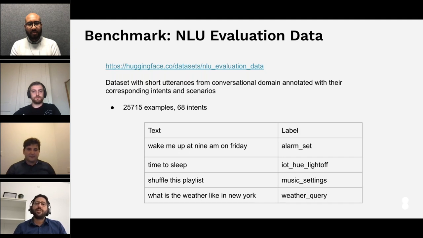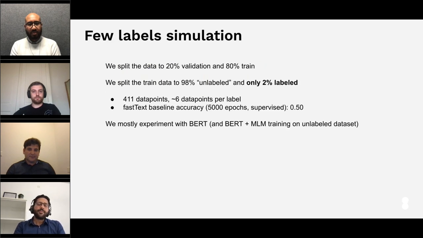Also, you have quite a lot of intents. And you can see examples of text and label in the bottom of the page. For example, wake me up at 9 a.m. on Friday. It would set an alarm as a label. You can say time to sleep. For me, I thought initially this would also be an alarm thing, but actually you want to turn the lights off, and so on and so on.